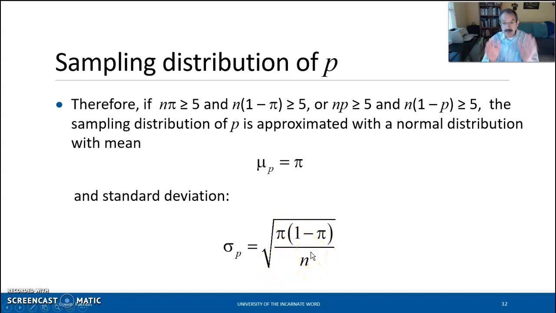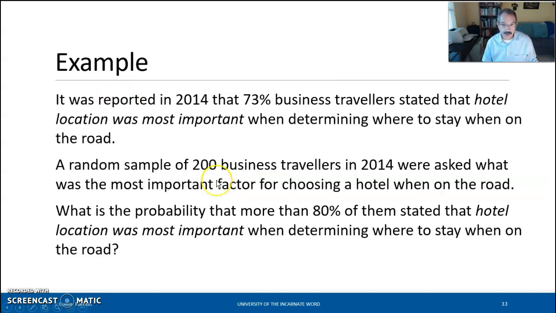So this tells us that the sampling distribution, we know its mean, we know its standard deviation, and if those conditions are met, then we have a normal distribution. So that's telling you that we're going to follow what we learned in the second part of module 6, whenever we approximated the binomial distribution with a normal distribution.